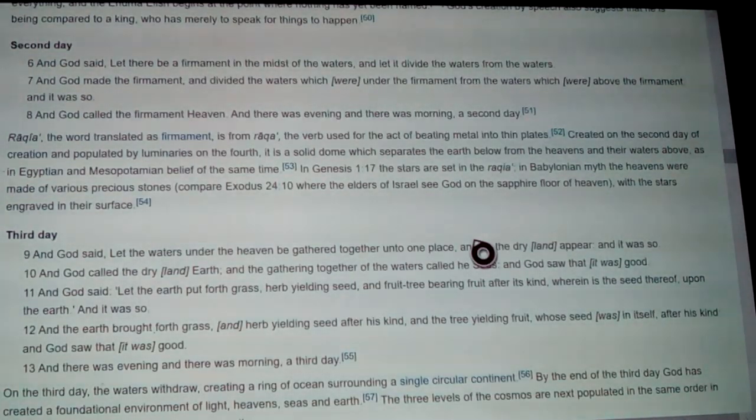In Babylonian myth, the heavens were made of various precious stones, compared to Exodus 24:10, where the elders of Israel see God on the sapphire floor of heaven with the stars engraved on their surface. Now in the Sumerian tale, they tell you it's all made of silver and lapis lazuli and gold, and that the floor is finely polished. So it shows you they do have that fine polish concept already going on, although a lot of what we look at is slightly sandblasted over time. And indeed, a lot of the effigies you see around there were painted. We see now little flecks of paint everywhere on them, and know that they were basically painted. So they weren't just left graphite like they were, but they weren't to a fine polish.